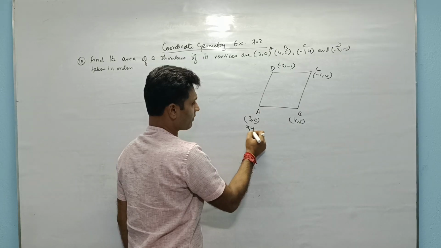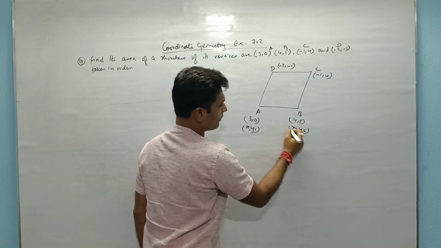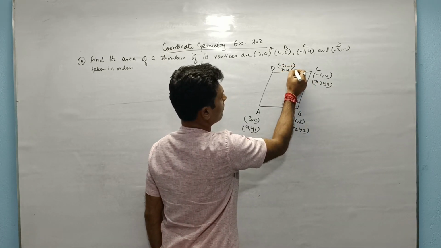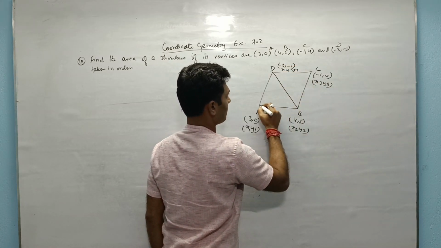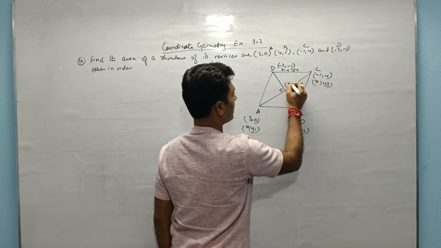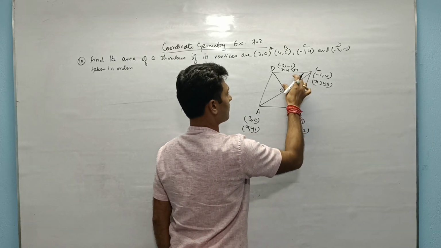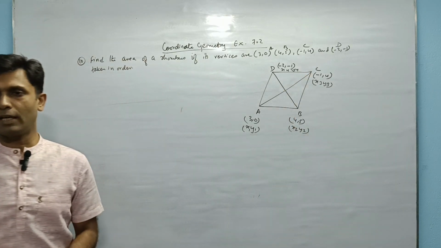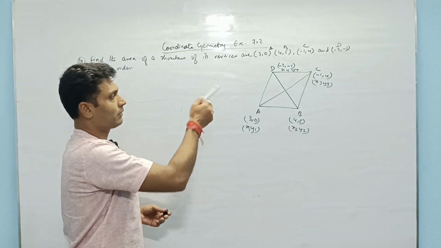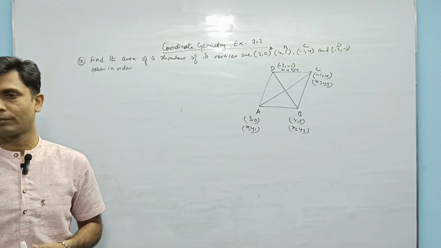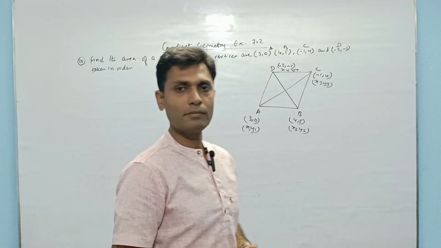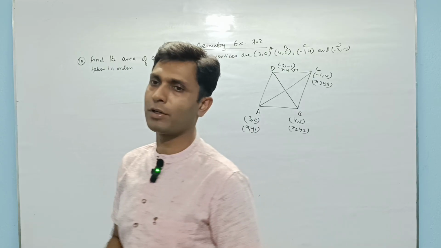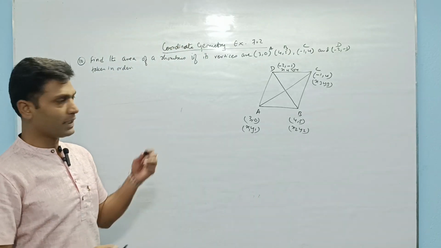Mark it as x1, y1, x2, y2, x3, y3. This is x4, y4. And this is O, but no need to write, okay? Because we'll use the property that to find the area of rhombus, the formula is half into product of the diagonals. Is it clear? So we'll directly use that formula.